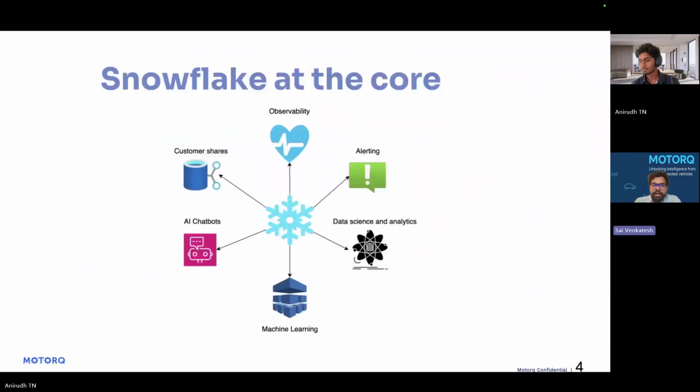Snowflake plays a pretty important role in our data architecture. Once the data lands in Snowflake, it becomes a single source powering a wide range of use cases, from observability dashboards that monitor our platform health to real-time alerting for operational events. It fuels our data science workflows and machine learning models, enabling deeper insights on top of them. It also supports secure data sharing. So overall, to summarize, Snowflake is pretty critical for us.